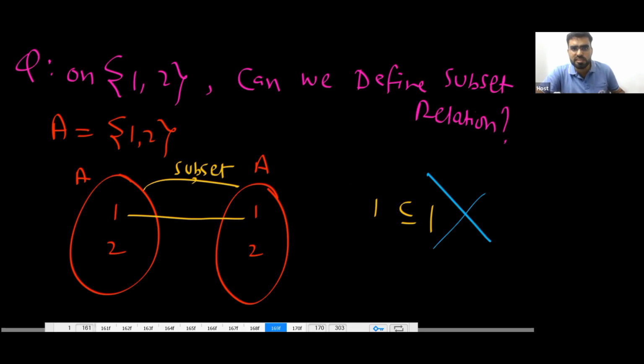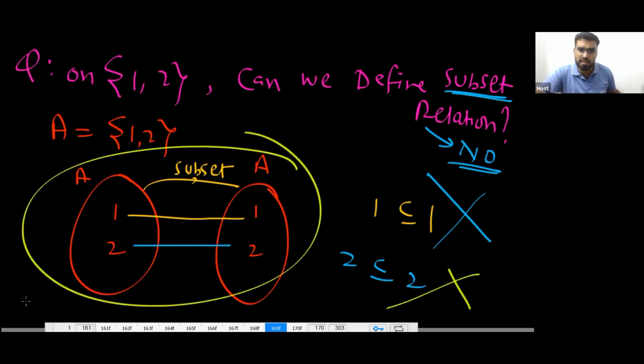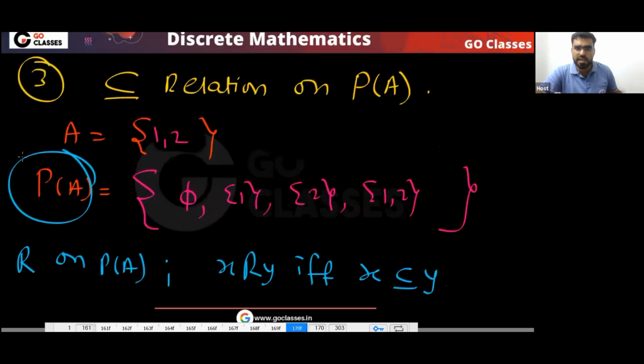No, these are not even sets. The subset relation is defined only for sets, so this is not correct. So can we define the subset relation? The answer is no, because it does not make any sense. This is senseless. Basically, this is nonsense. So the idea is this.